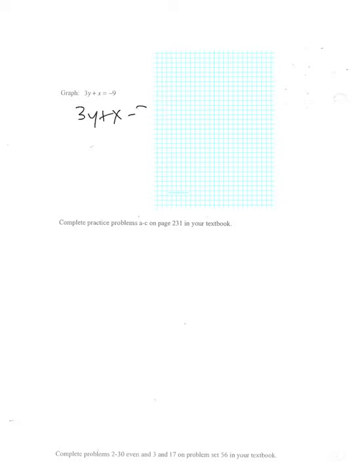And how I'm going to do that to start is I'm going to subtract x from each side. I'm going to divide each side by 3. Negative 9 divided by 3 is negative 3. Negative x divided by 3 is negative x over 3.